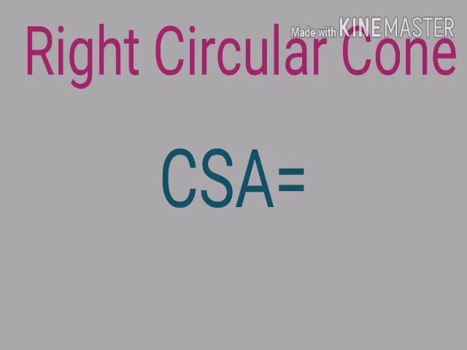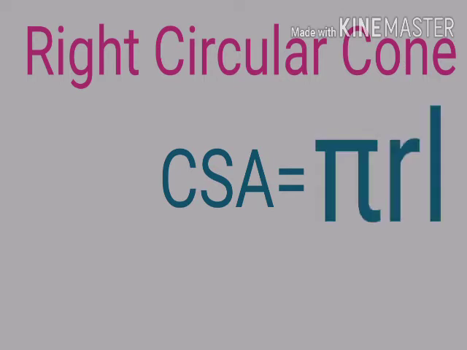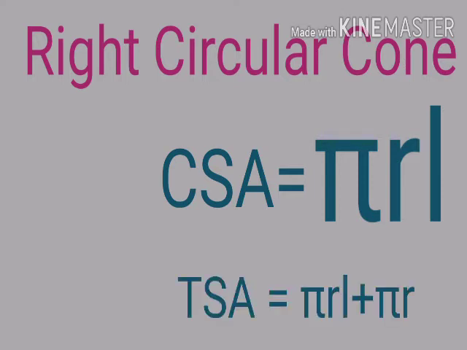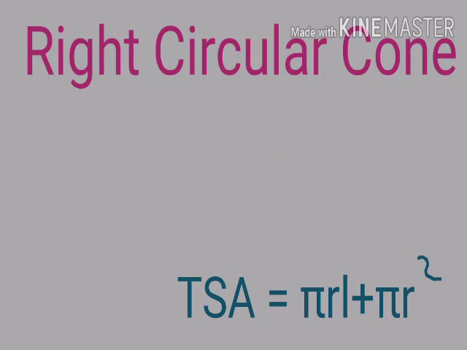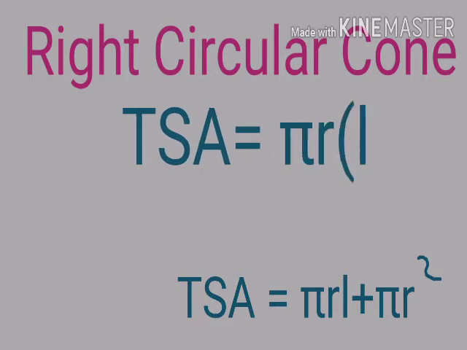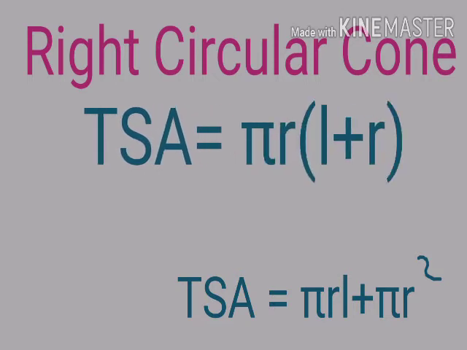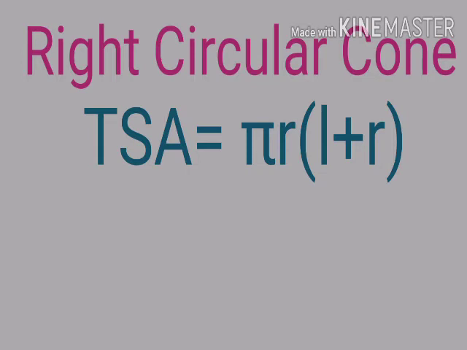Okay. Then the CSA of the cone. CSA of the cone is pi RL. Pi into radius into slant height. Pi RL is the curved surface area of the right circular cone. Then TSA, total surface area of the cone, equal to pi RL plus pi R square. So we can take the common factor outside, that is pi R into L plus R. So the total surface area of the right circular cone is pi R into L plus R.